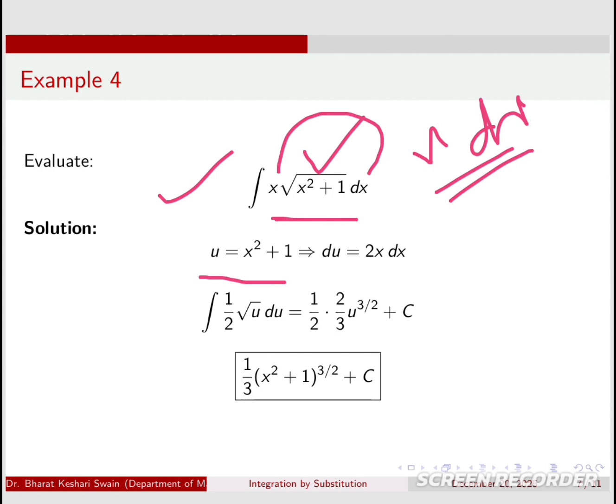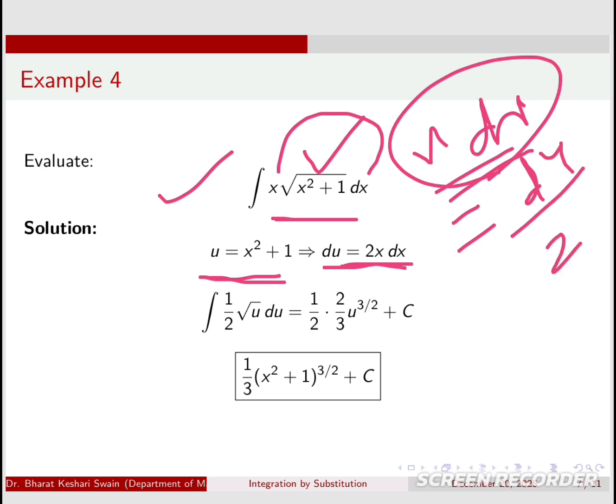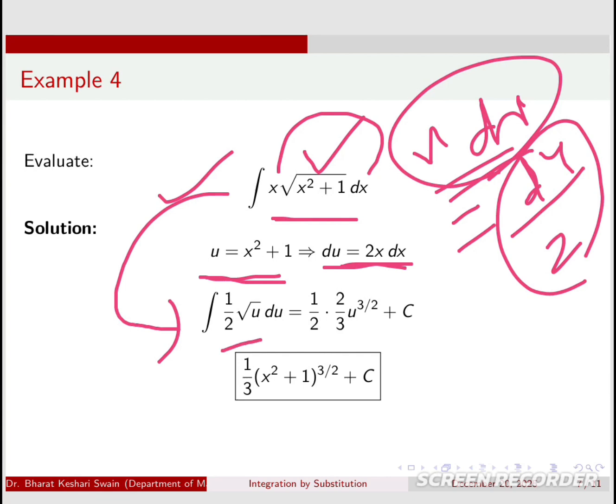Okay, so if u equal to x square plus 1, then what we will get? du equal to 2x dx, because x dx is there and we can find the value of x dx here. So x dx will be du by 2. Now your integral will reduce to root over of x square plus 1, and x square plus 1 is equal to u, so root over of u, divided by 2, because the value of x dx is equal to du by 2. So this is the integrand, and we have to integrate.